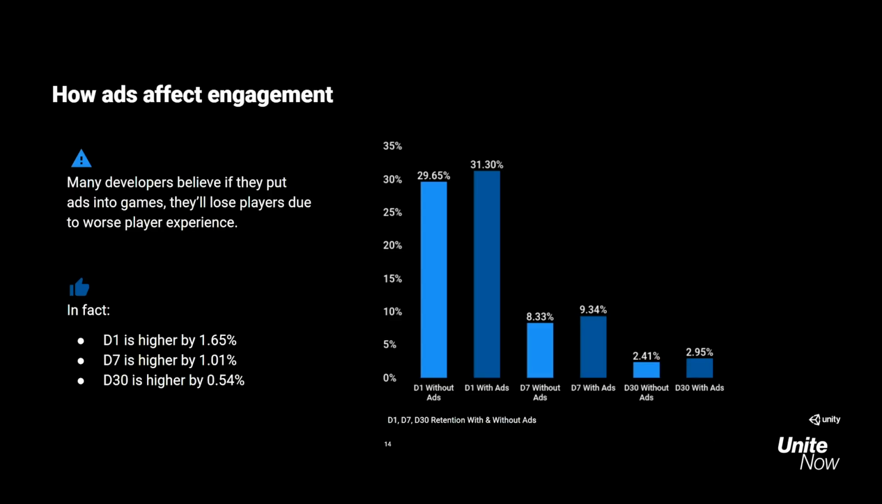But looking at the numbers here, day one retention is higher by 1.65%, which is not that much when you look at the grand scheme of things. But day seven is higher by 1.01%, which is a lot when the average day seven usually averages around 8 to 10% for most games. And then finally, D30 retention is higher by 0.54%, which is quite a bit when most games are averaging 2 to 3% in that range.